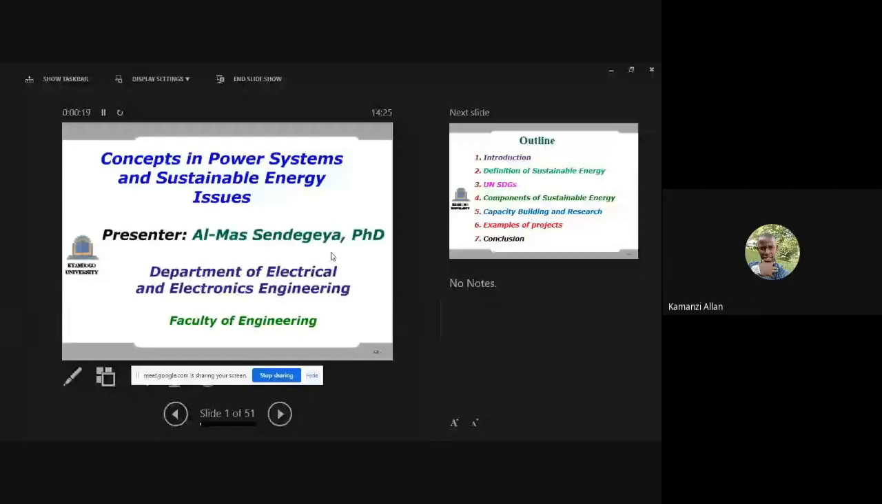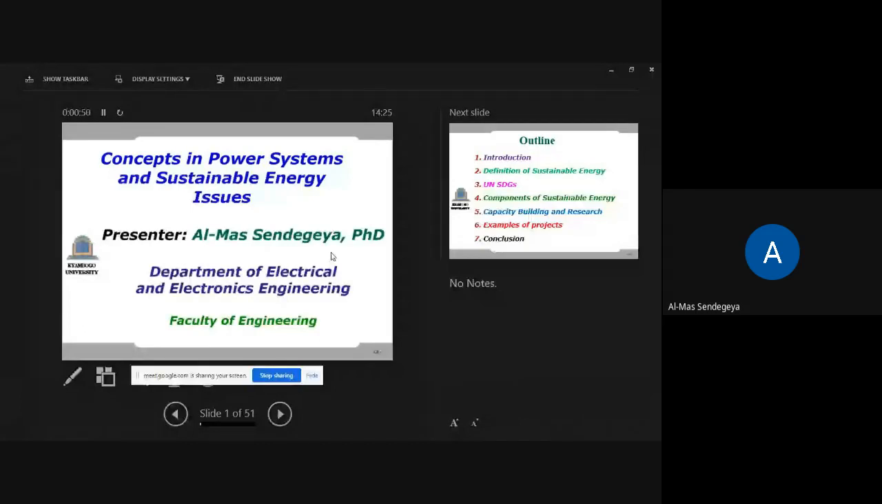I'm going to discuss issues related to concepts in power system and sustainable energy issues. What kind of projects can we think about in this area? At first, when I was requested to prepare this, I didn't know that I'd be allocated very little time. I put there a lot of slides. I'll try my level best to go through the slides very quickly, and the ones that are not so relevant I might skip.